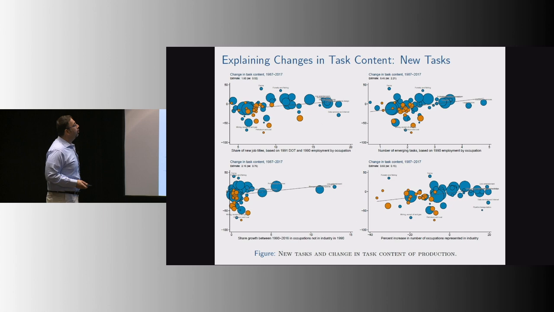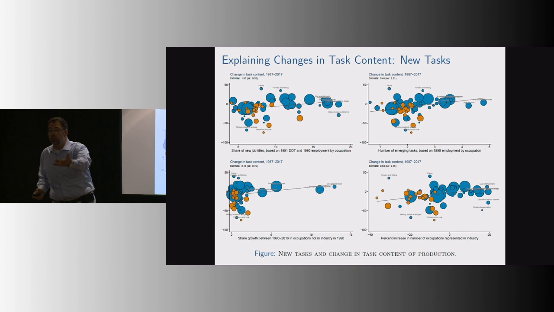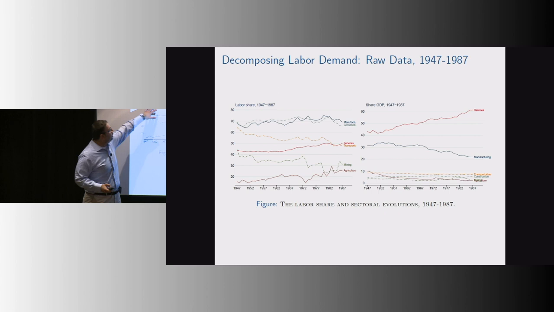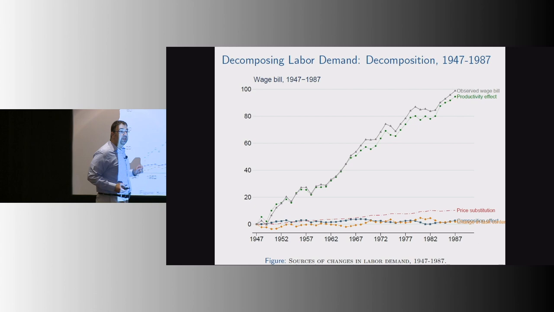And again, you expect to see a positive relationship here because these are new tasks, and you do see exactly that. What I want to end with is, let's now contrast this to 1947 to 1987. Well, one thing is labor shares are now much more stable, and as a result of that, here is the pattern. Much faster growth of observed wage bill, but it tracks productivity effect.